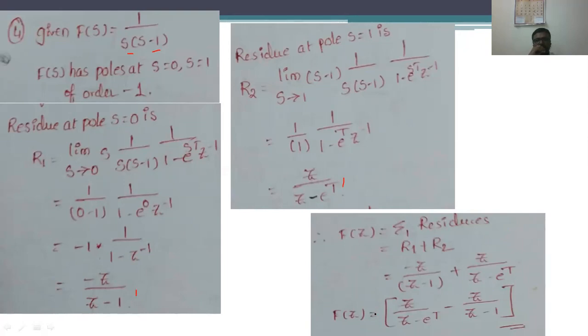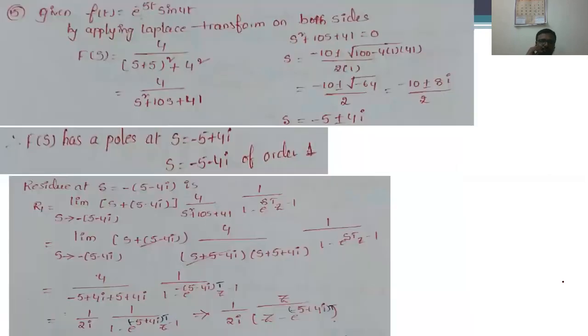So finally, we are going to get the z transform for the f of s as f of z is equal to z divided by z minus e power t minus z divided by z minus 1. This is one set of the problems, and we will look at one more problem. With that problem, we can close the residue method of z transformation.